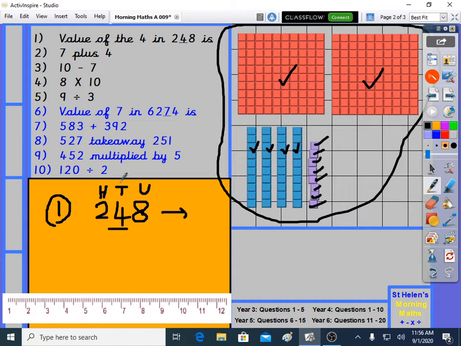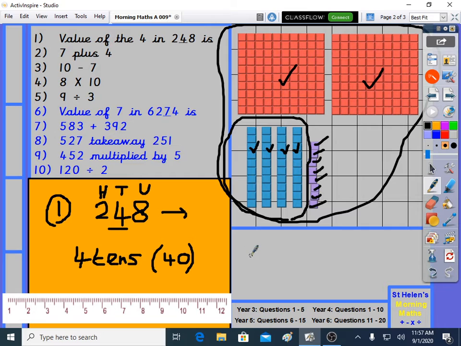What's the value of the 4? Well, it's in this T column, the tens column. It's worth 4 tens. So the 4 is talking about the blue part of the number, just the blue part, the 4 tens. They're worth 4t, aren't they? That's why we call it 40, because it's 4t. So there's the answer to number 1, 4 tens, otherwise known as 40.